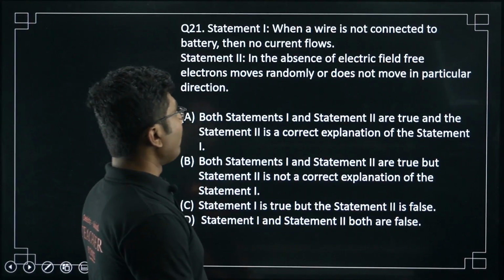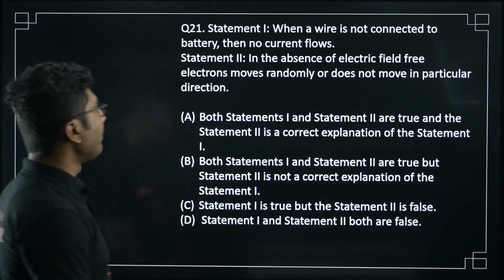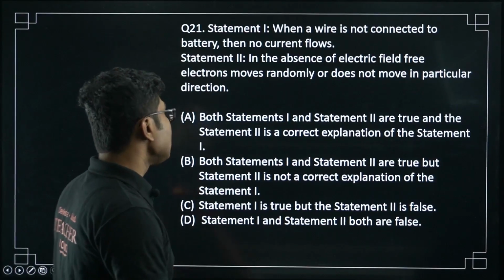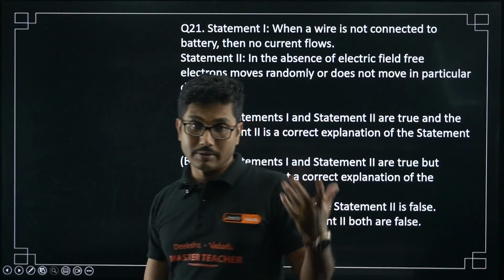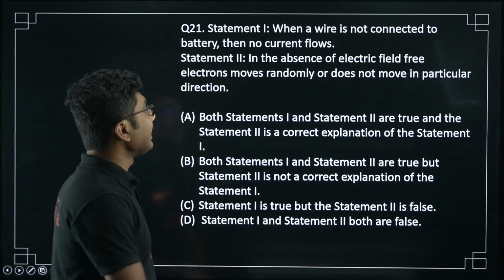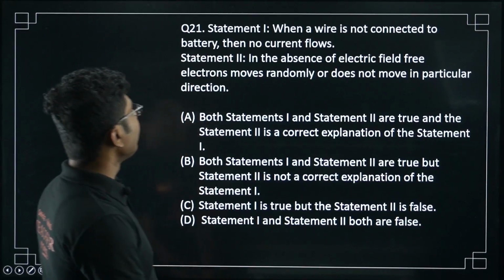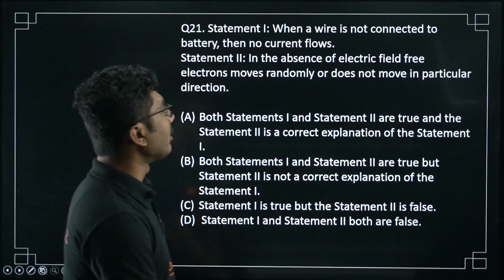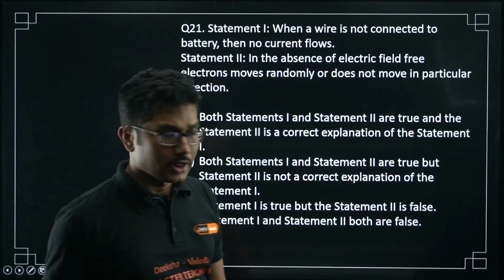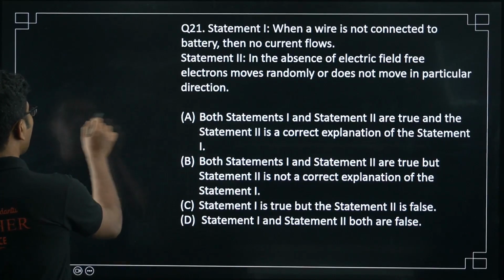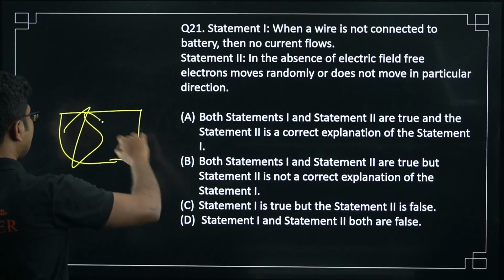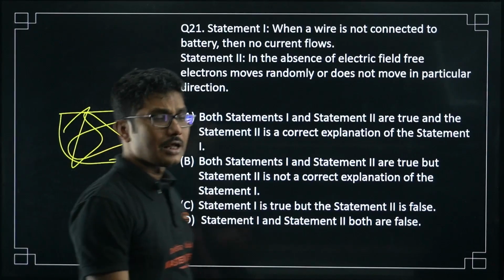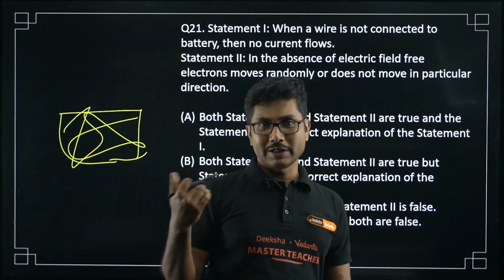Statement 1. When a wire is not connected to a battery, then no current flows. So obviously if there is no source of electricity, there will be no current. In the absence of an electric field, free electrons move randomly or do not move in a particular direction. So if there is no electric field, electrons in a conductor move randomly so that the net paths cancel each other. That is why there is no net motion of electrons.